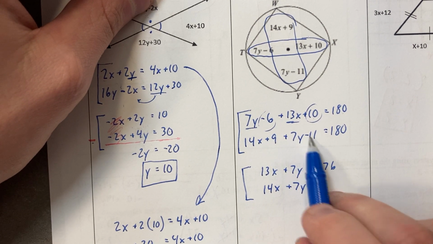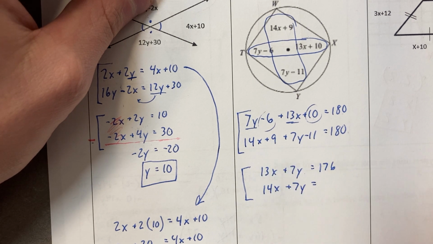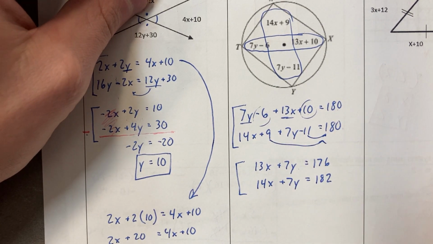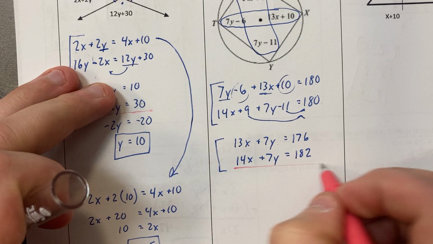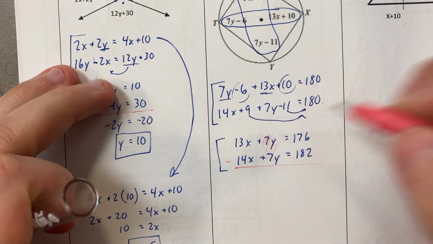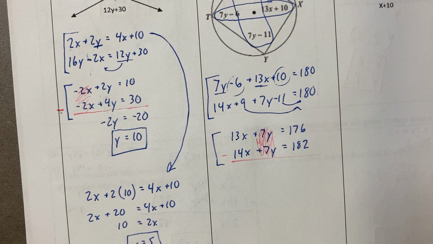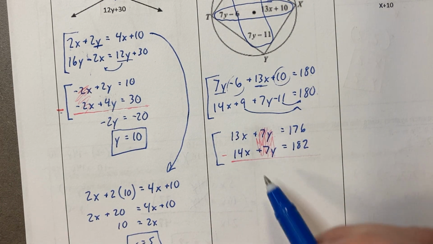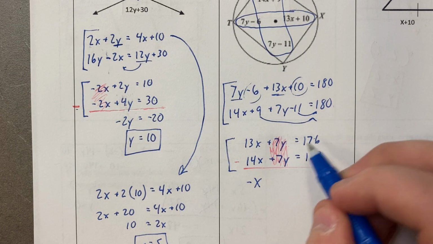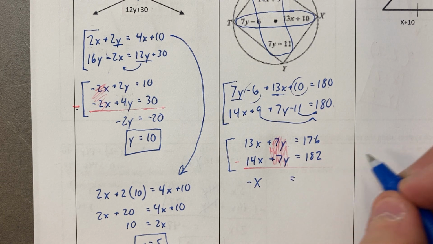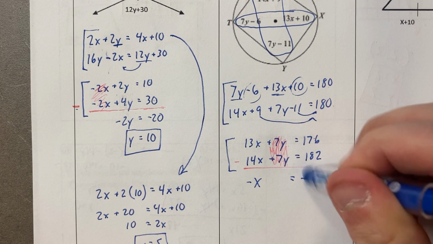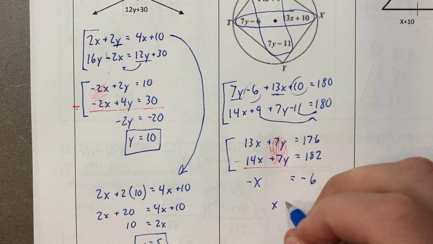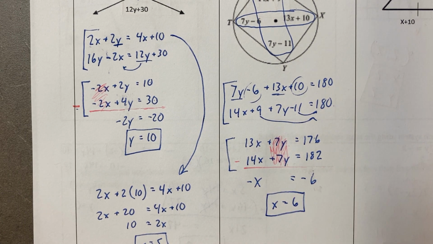And then we're going to take our 180. We're going to add 11, so that's 191. And we're going to subtract 9. That's 182. Okay, so just moving all this stuff over, and there we have it. I will choose to subtract, which will eliminate my y's. 7 minus 7 is nothing. 13 minus 14 is negative x, and 176 minus 182 is negative 6. Got that wrong. So therefore x equals 6 is one of the answers.